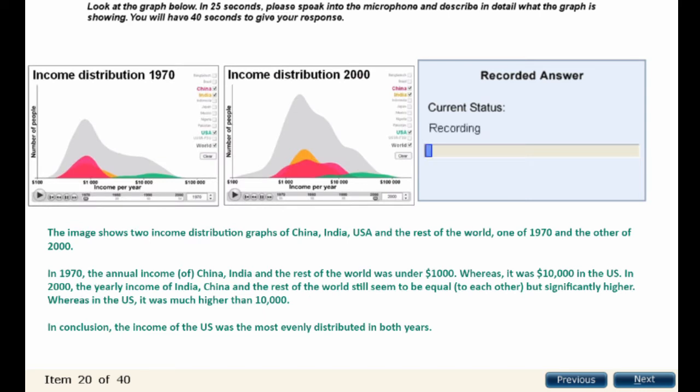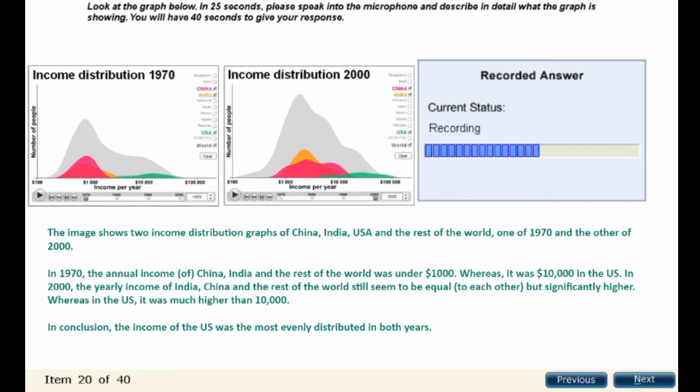The image shows two income distribution graphs of China, India, USA, and the rest of the world, one of 1970 and the other of 2000. In 1970, the annual income for China, India, and the rest of the world was under $1,000, whereas it was over $10,000 in the US.